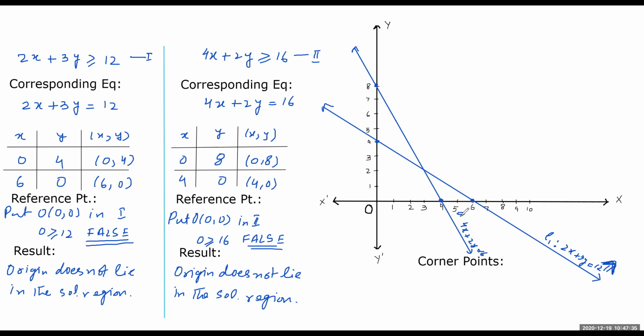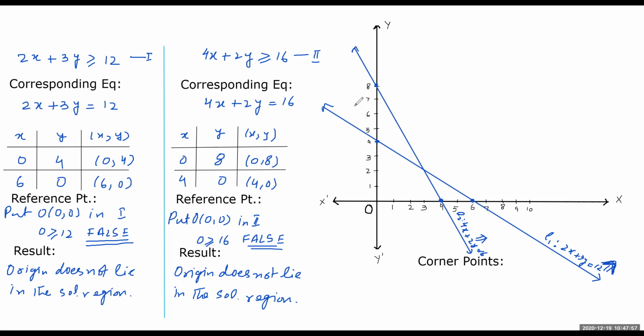Name it L2 and mention its solution region. Its solution region will be on this side of the line, because one region is this and the other region is this, and the origin lies in this region. But we have been told that the origin does not lie in the solution region. So we are going to shade this side of the line.